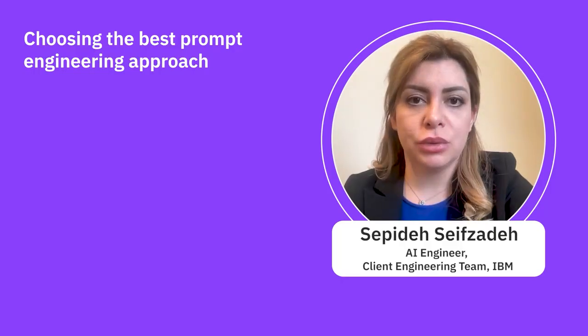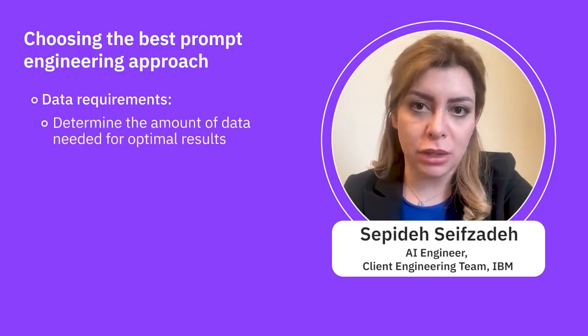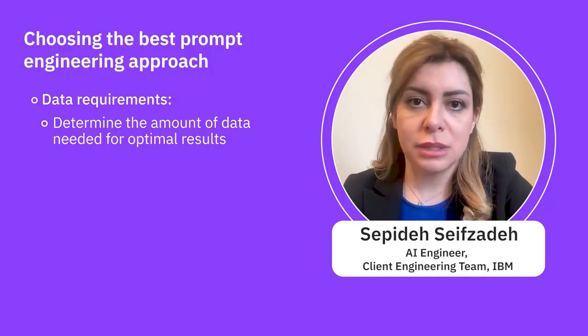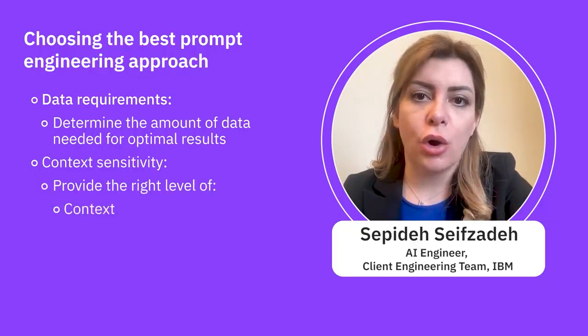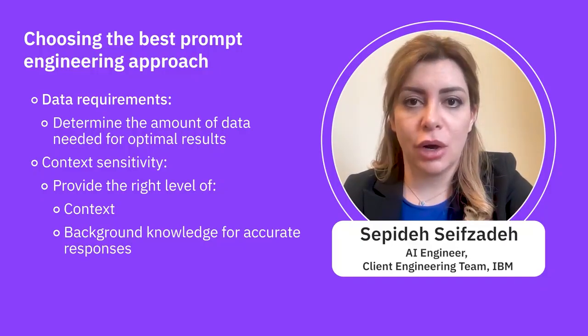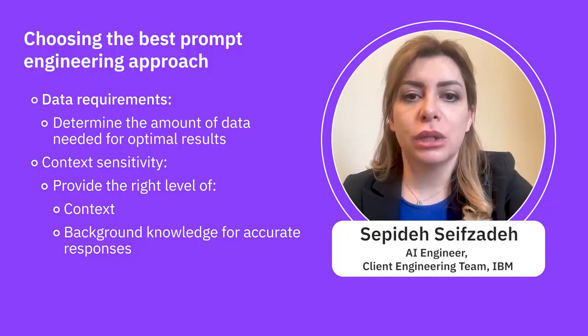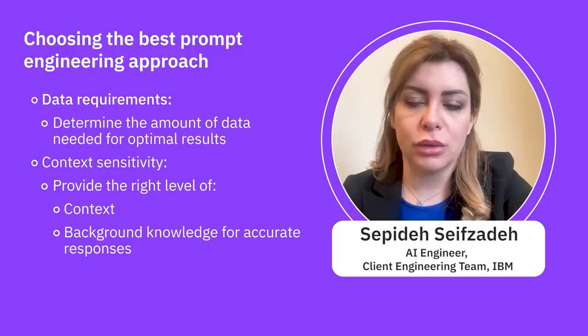In our prompt, we should also consider the data requirements. Sometimes we need more data and sometimes the model needs less data. For example, the context sensitivity: how much context or background knowledge we have to provide for our model to be able to respond to the questions in the way that we are looking for. So the amount of background knowledge that we provide to the model is also important.